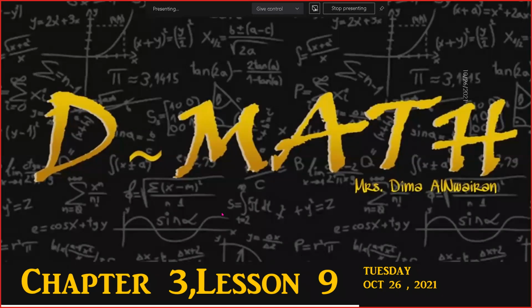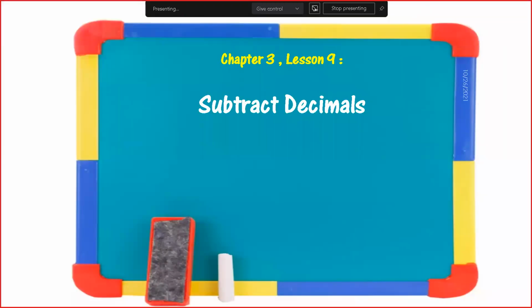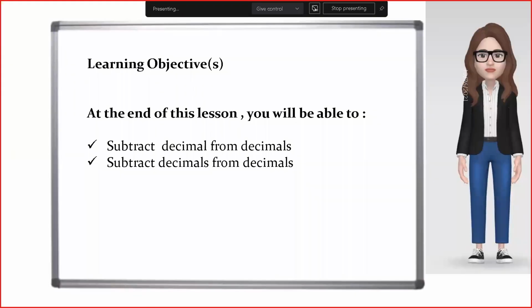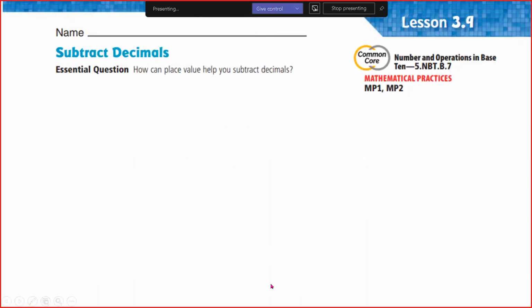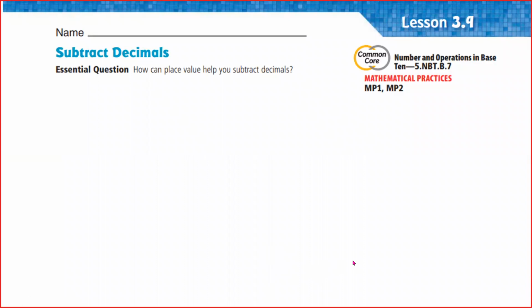Lesson 3, lesson 9, is talking about subtracting decimals. Here we have decimals and we're going to subtract them. At the end of this lesson, you will be able to subtract decimals from decimals and subtract whole numbers from decimals. I'll remind you now what you have to do as we did yesterday.